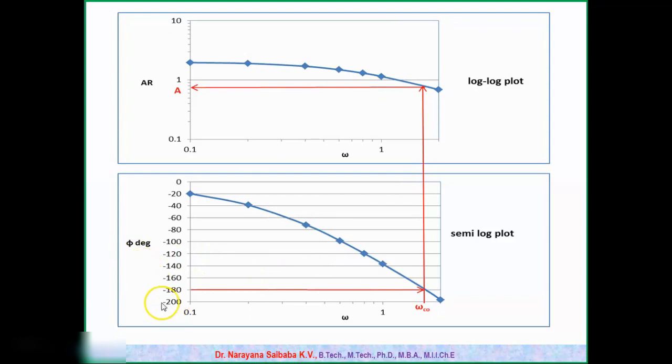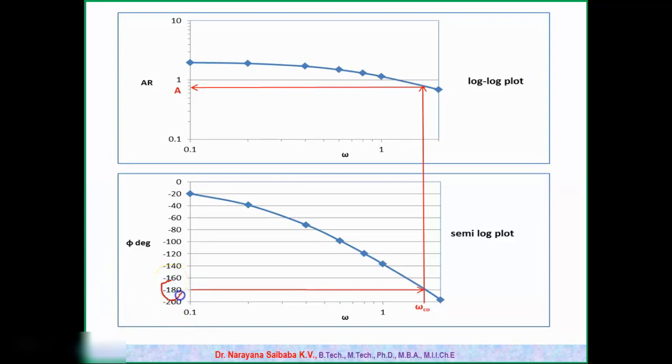Once you draw the Bode diagram from the given data, then we have to find the crossover frequency. Two important parameters are there. One is the crossover frequency, and another is the amplitude ratio at the crossover frequency. These two are very, very important. First we'll find the crossover frequency. Crossover frequency is the frequency where the phase lag is minus 180 degrees. So first we have to check where we got that minus 180 phase lag.